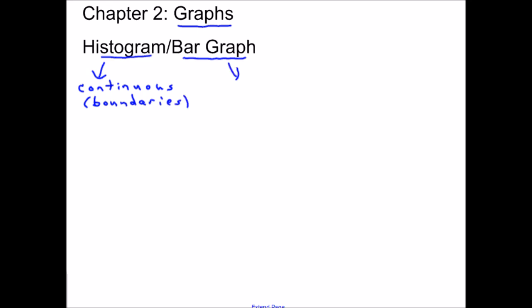A bar graph is for discrete values or qualitative data. A qualitative data set should always be a bar graph as opposed to a histogram. So that's just kind of a heads up on when you're asked to do one particular type or another, which one to choose. So looking at a couple of examples here.